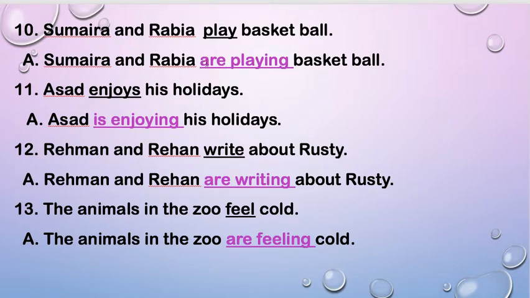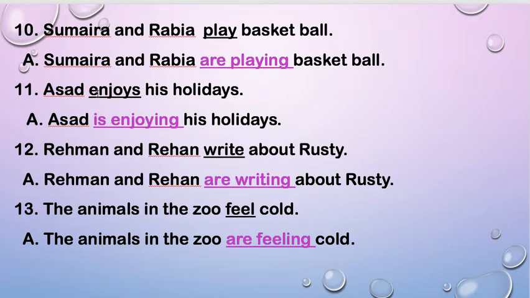So here verb is are playing. Why are? Because the subject here is in plural form, Sumaira and Rabia, and "and" is connecting two subjects, so it will be in plural form. So are playing. Play is the base form of the verb, and we are adding ing to make it into a present continuous form.